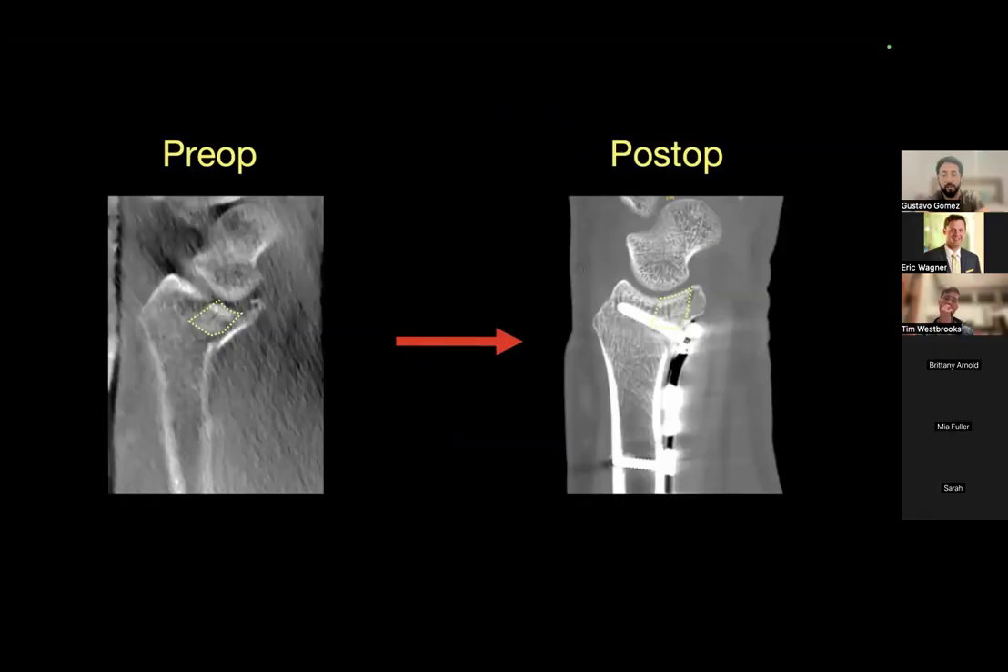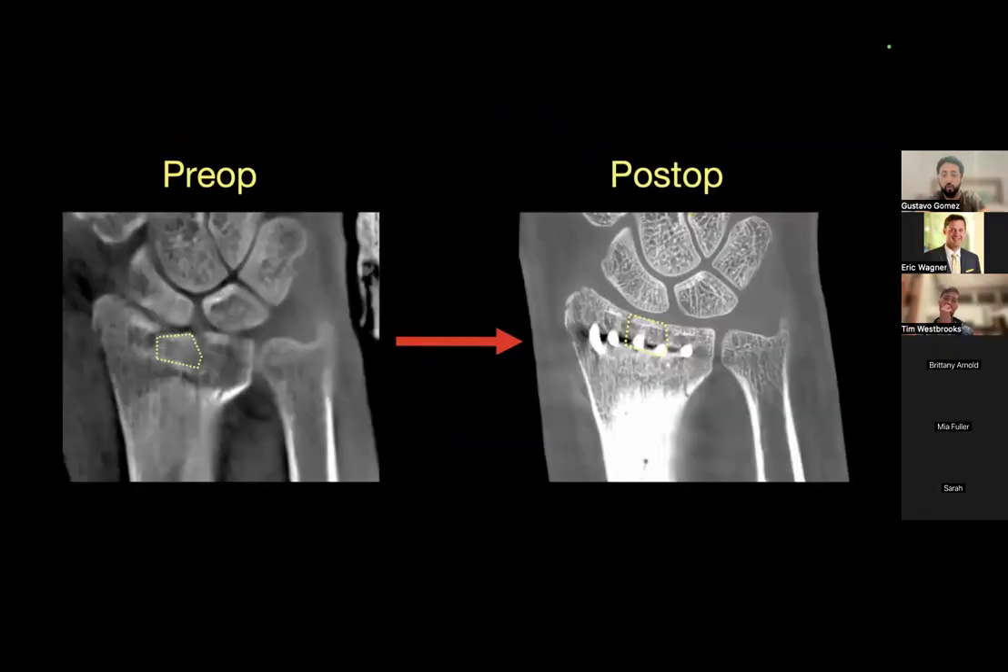In the sagittal view in the CT scan and the coronal views, you can see the fragment that is well reduced, and we have placed some screws underneath this fragment to avoid the collapse of the fragment.